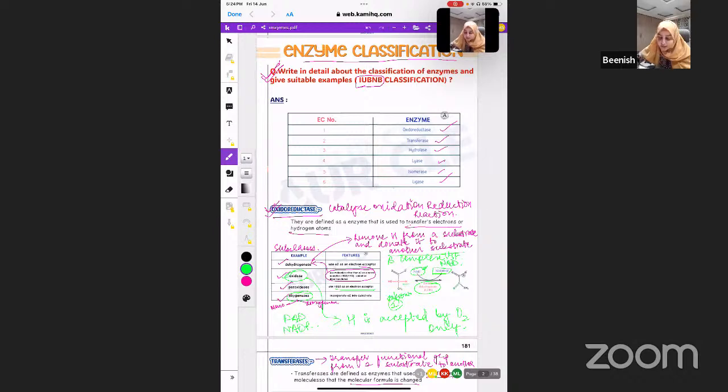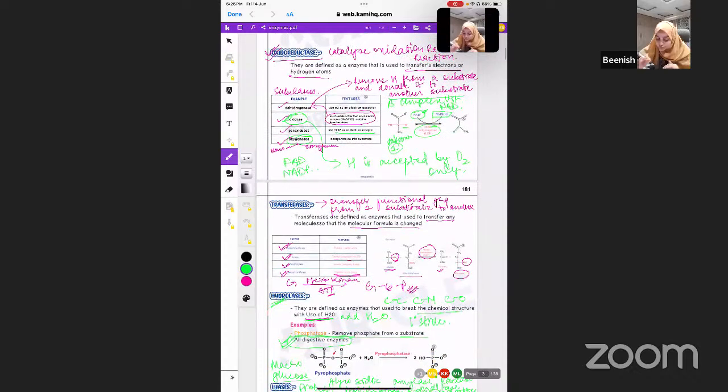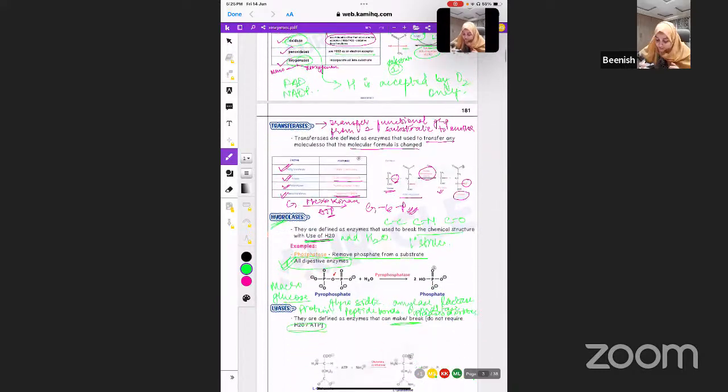Having said that, what are those classes? They are oxidoreductases, that is, they are involved in oxidation reduction reactions. They are further classified into subclasses that are dehydrogenase, oxidase, peroxidases, and oxygenases. Then you have transferases. Transferases are basically involved in transfer of functional groups from one substrate to another. Examples are methyl transferases, kinases, phosphorylase, and aminotransferases.